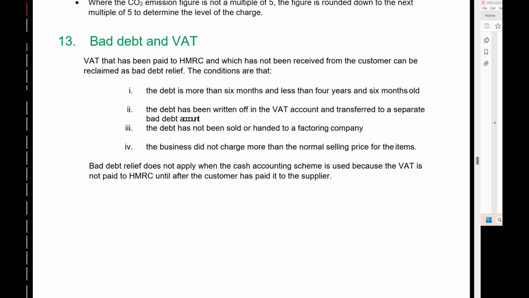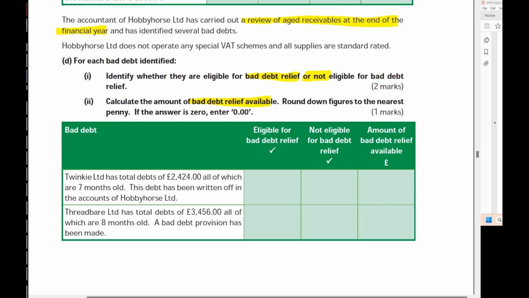Doesn't apply for using cash accounting, because with cash accounting we only pay the VAT as and when the customer pays us. So there would never be any bad debts. It's one of the good features of cash accounting. So now we've revised the rules. Let's look.